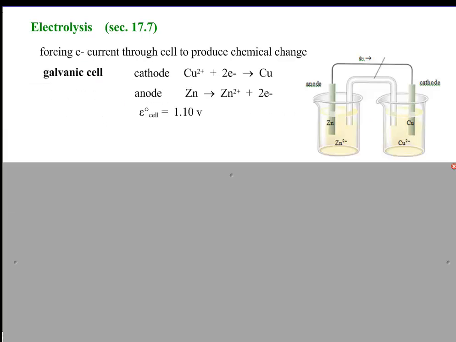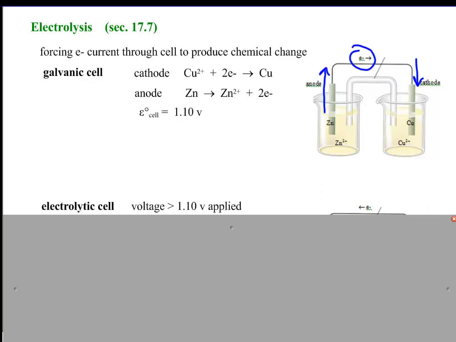So if we take a look at the galvanic cell we talked about earlier, where we have copper ions reducing to form copper metal, we have zinc oxidizing to form zinc ions, we get an E0 for our cell of 1.10 volts. And what we see is the electrons are going from the zinc anode, where oxidation of the zinc is occurring, to the cathode, where the electrons are joining up with the copper ions to plate out copper on that electrode.